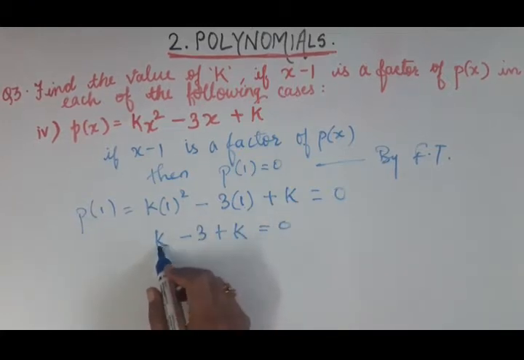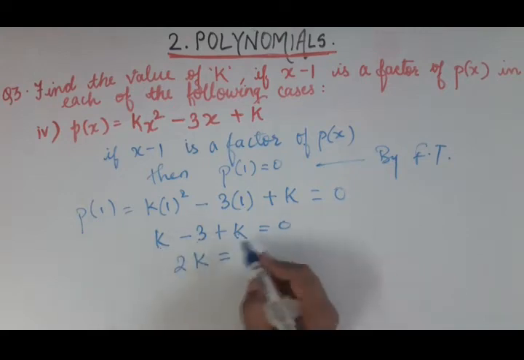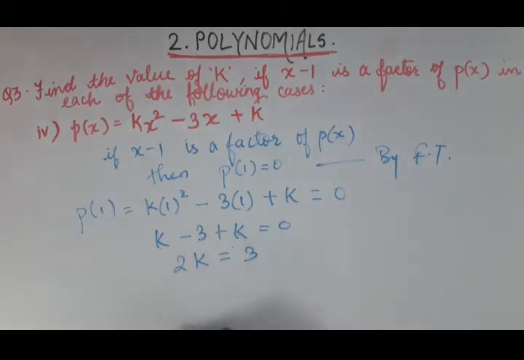So k plus k, you will get 2k, and this minus 3, after going that side, will be plus 3. So k will be equal to 3 by 2. Here 2 is in multiplication, after going that side, it will be in division. So you got the value of k as 3 by 2. So this was the last question of this type, and now let us move to the next question.